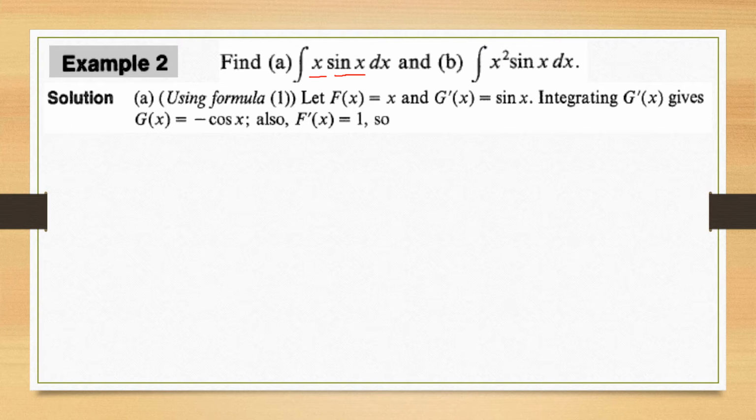We say f(x) is equal to x, while g dash x is sine of x. We can obtain g(x) from this, which is minus cos of x. This g(x) will be used while evaluating, and f dash x is equal to 1. This will also be useful for the evaluation of the integral.